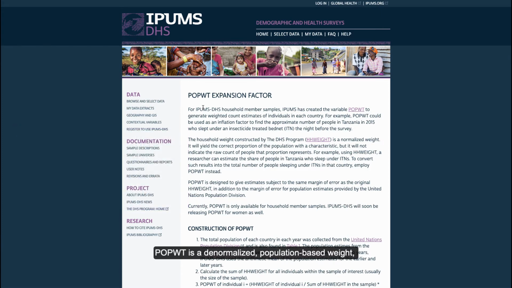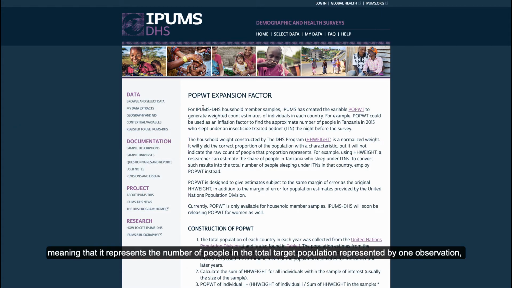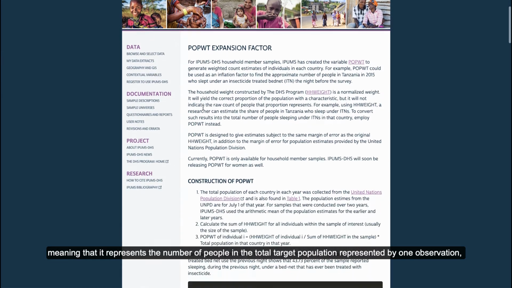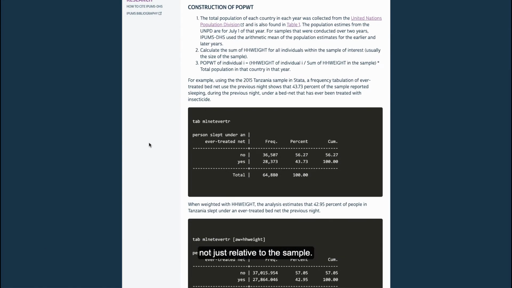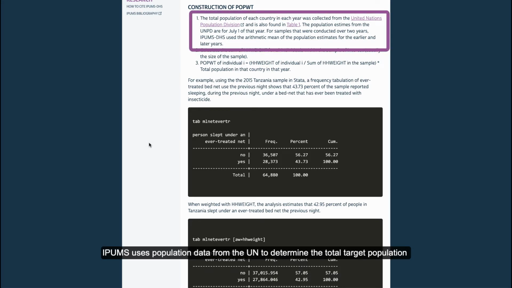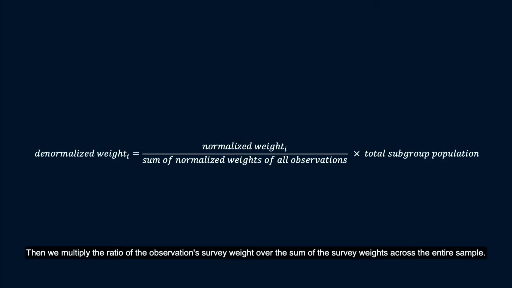POPWT is a denormalized population-based weight, meaning that it represents the number of people in the total target population represented by one observation, not just relative to the sample. IPUMS uses population data from the UN to determine the total target population, women ages 15 to 49, in each country in a given year. Then we multiply that by the ratio of the observation's survey weight over the sum of the survey weights across the entire sample.